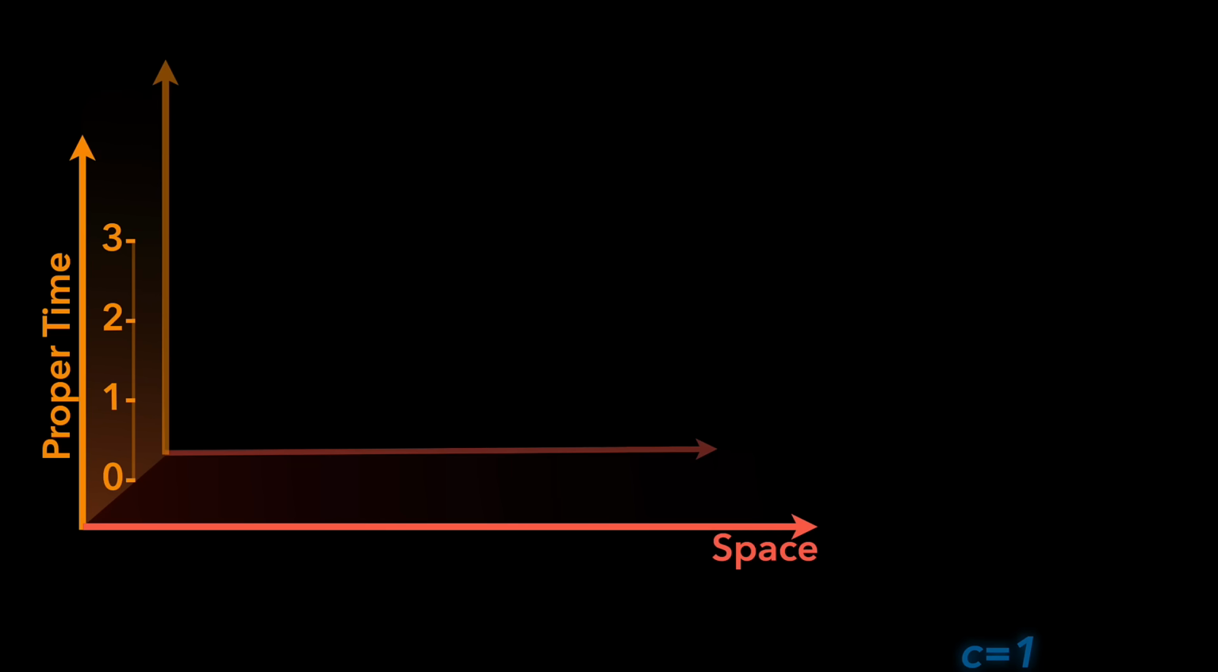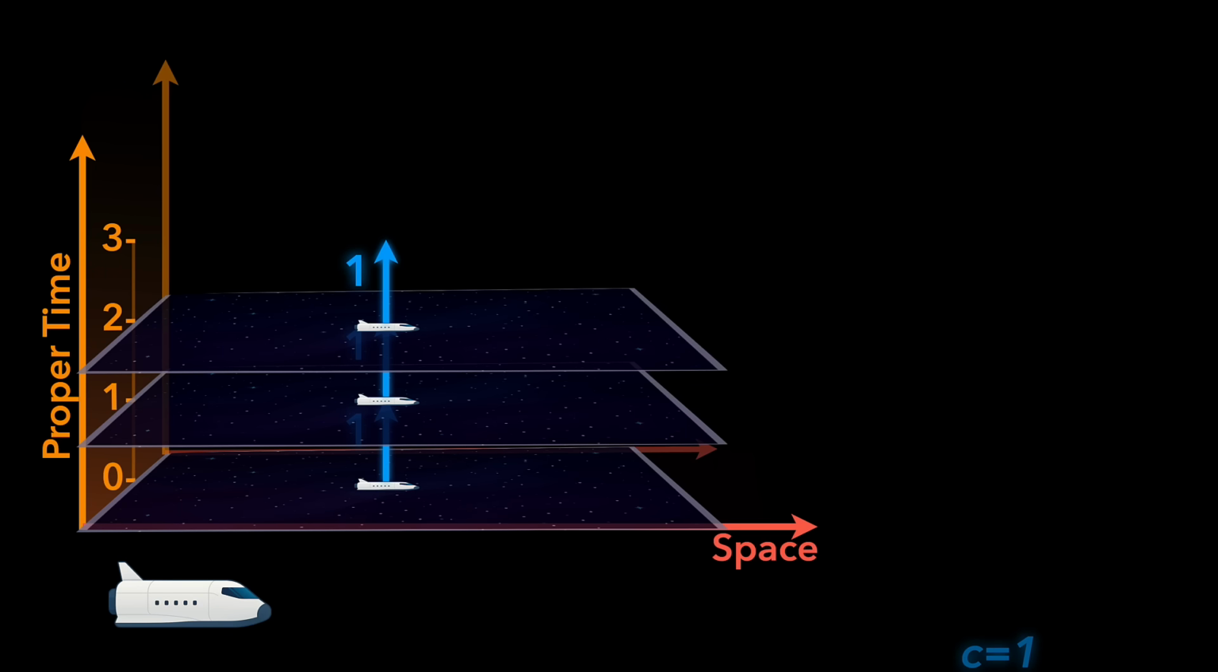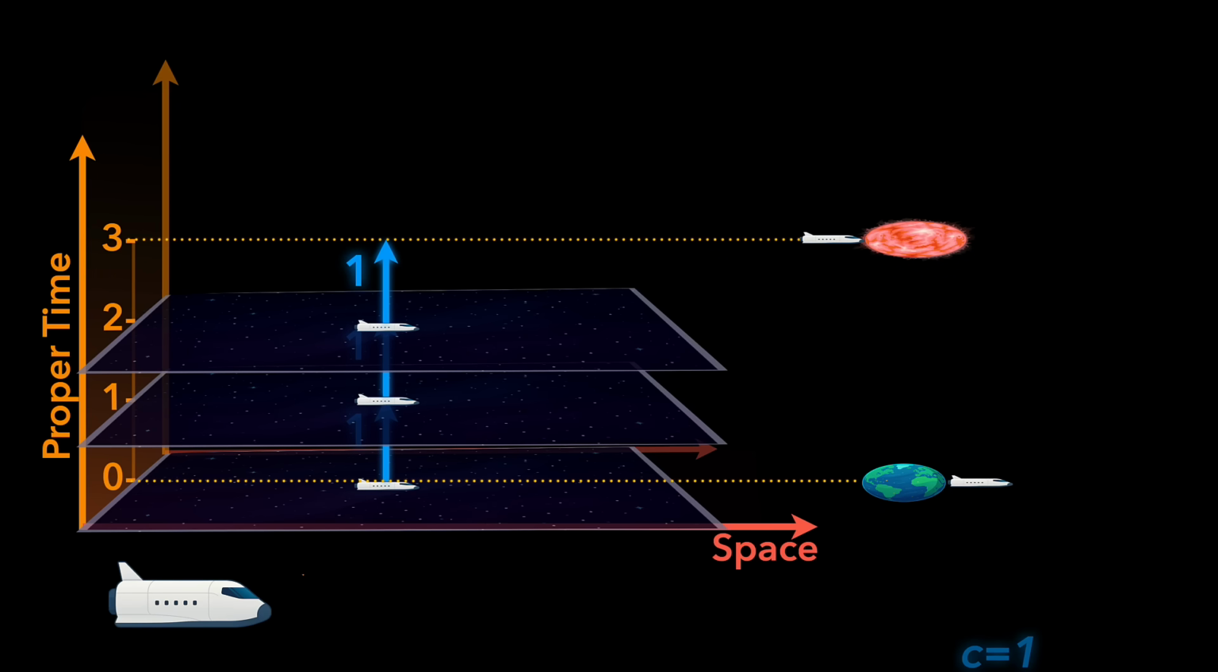The Epstein's diagram actually helps us see it. From the ship's frame, it's not moving. So its velocity in spacetime is directed upwards, only through time. So at time t equals 0, Earth leaves it, and 3 years later, Proxima Centauri arrives. So it takes them 3 years.